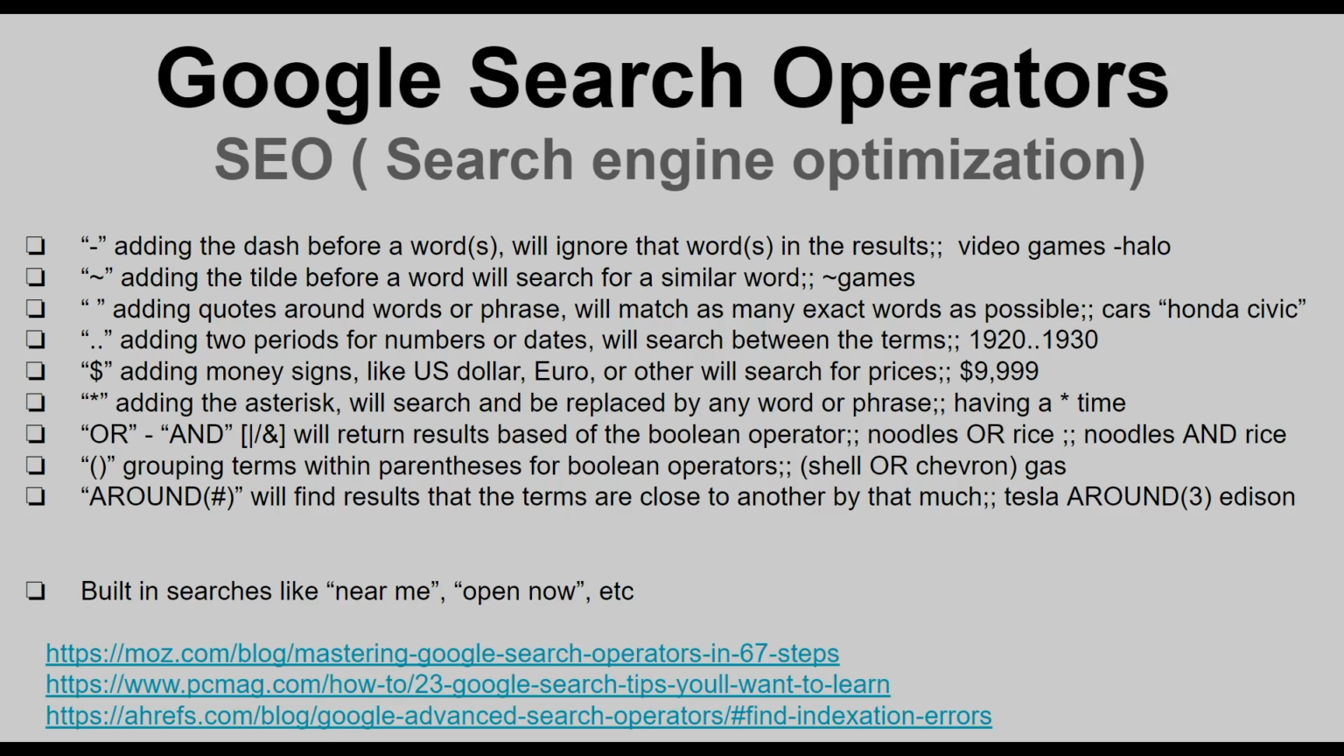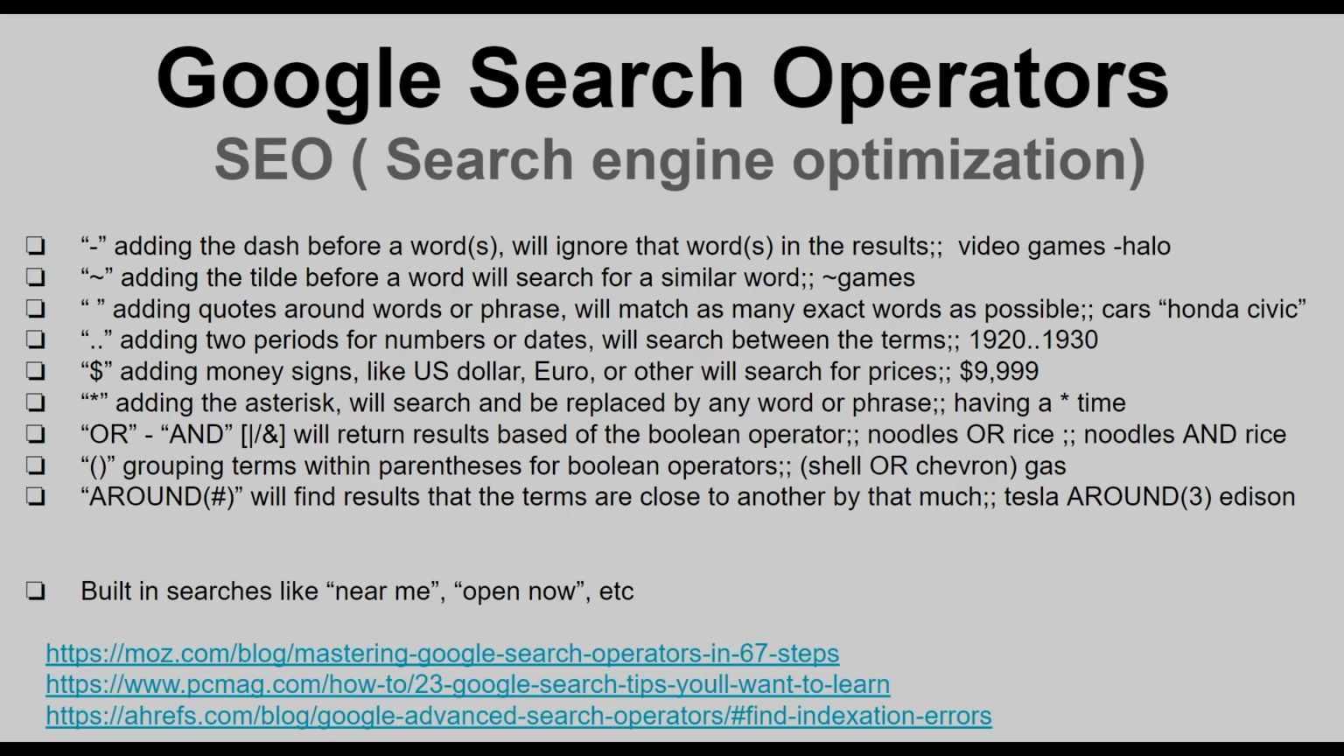Adding two periods between numbers or dates will search between those terms. So if you're looking between the dates of 1920 and 1930, you can search dates and then 1920..1930, and it will return numbers between those two terms. You can also add a money sign, like the US dollar sign, or a euro or other money symbol, to search for prices. So you can type the symbol with a number and you will get prices or results.